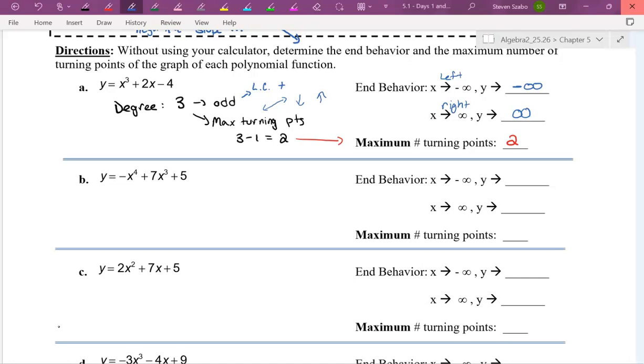And then also the degree gives us the maximum number of turning points. It's always 1 less than the degree, so there's a maximum of 2 turning points.